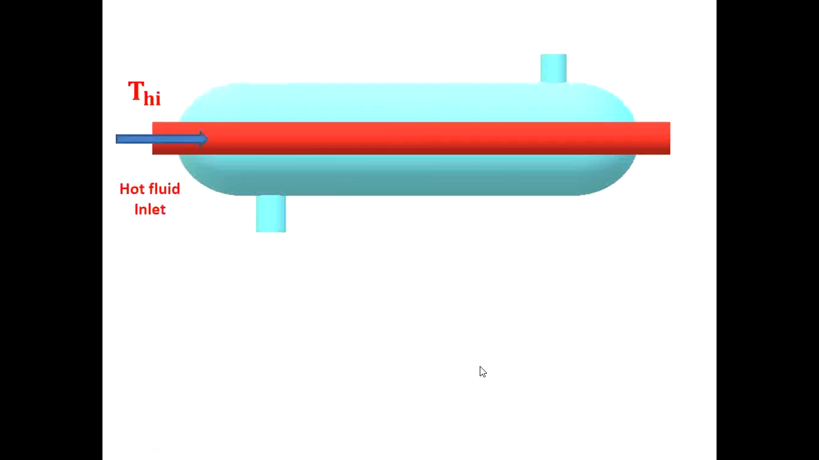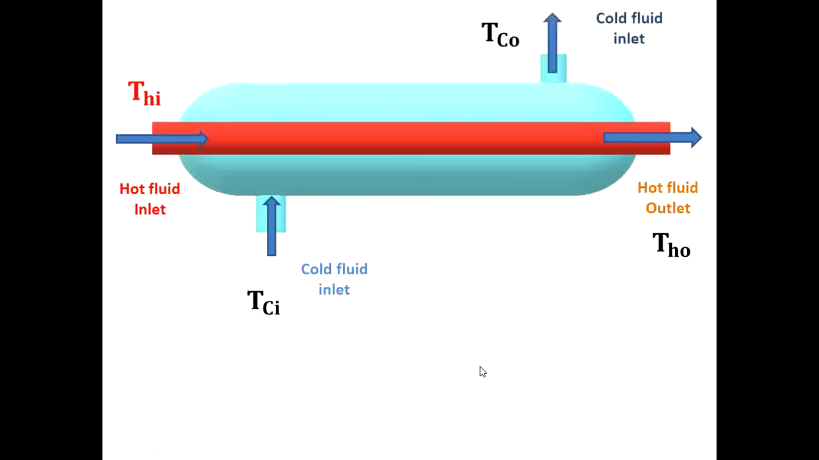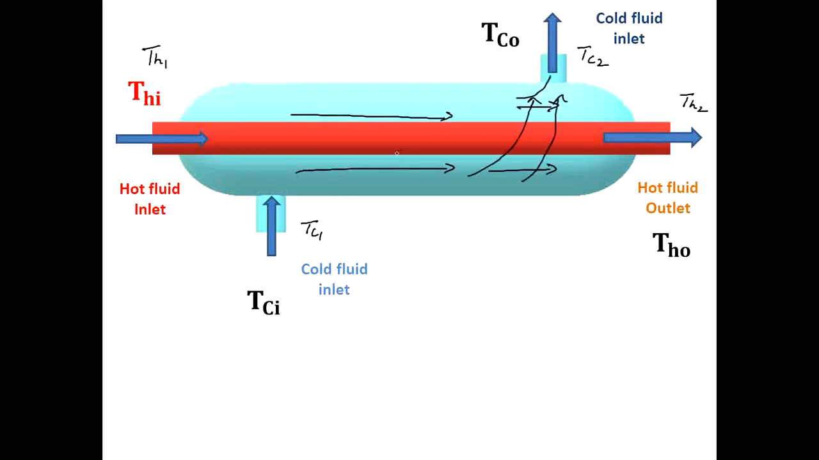Hot fluid enters with the temperature Th1, hot fluid inlet, and then it exits at Th2. Cold fluid comes like this and then exits like this. We shall write the temperatures Th1, Th2, Tc1, Tc2. Therefore, parallel flow will be like this. Both hot fluid and cold fluid are flowing parallelly. That's why it is called parallel flow.